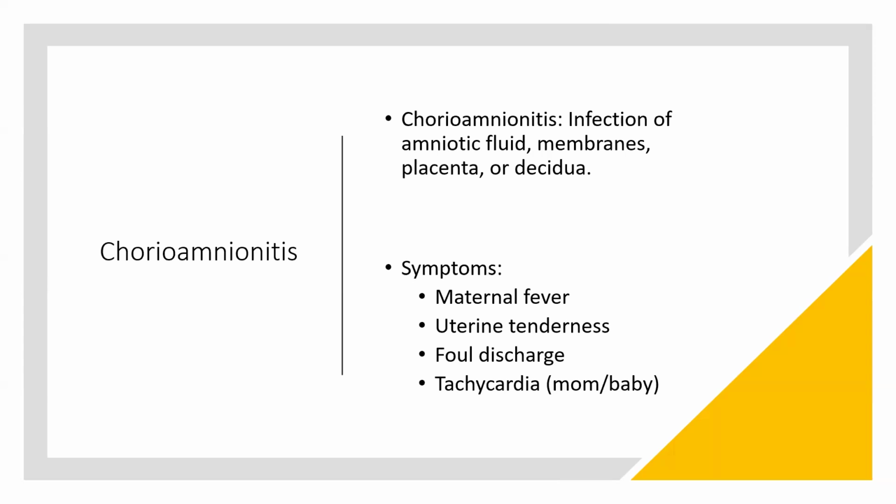Symptoms are often fevers or sweating, but also uterine tenderness or foul-smelling discharge that often has an unusual color as well, and then tachycardia, either from mom or baby. Treatment's typically given intrapartum with ampicillin and gentamicin, and depending on the situation, the antibiotics may continue after birth and possibly for baby as well.